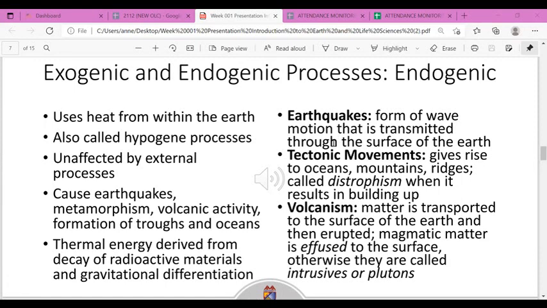If we have earthquakes, how do we define earthquakes? These are a form of wave motion.